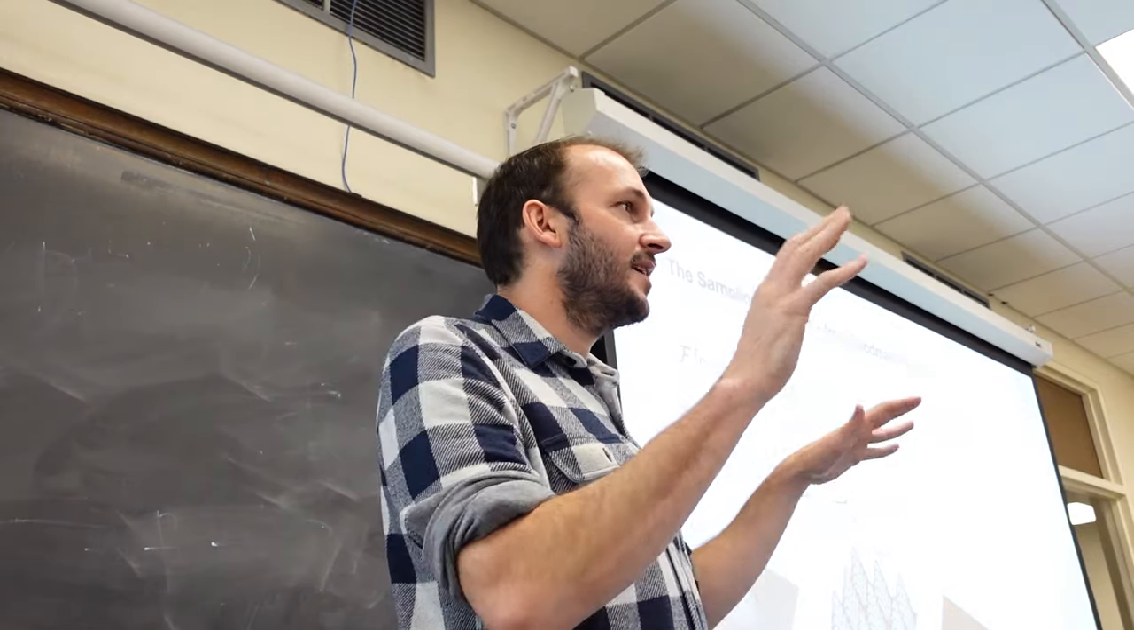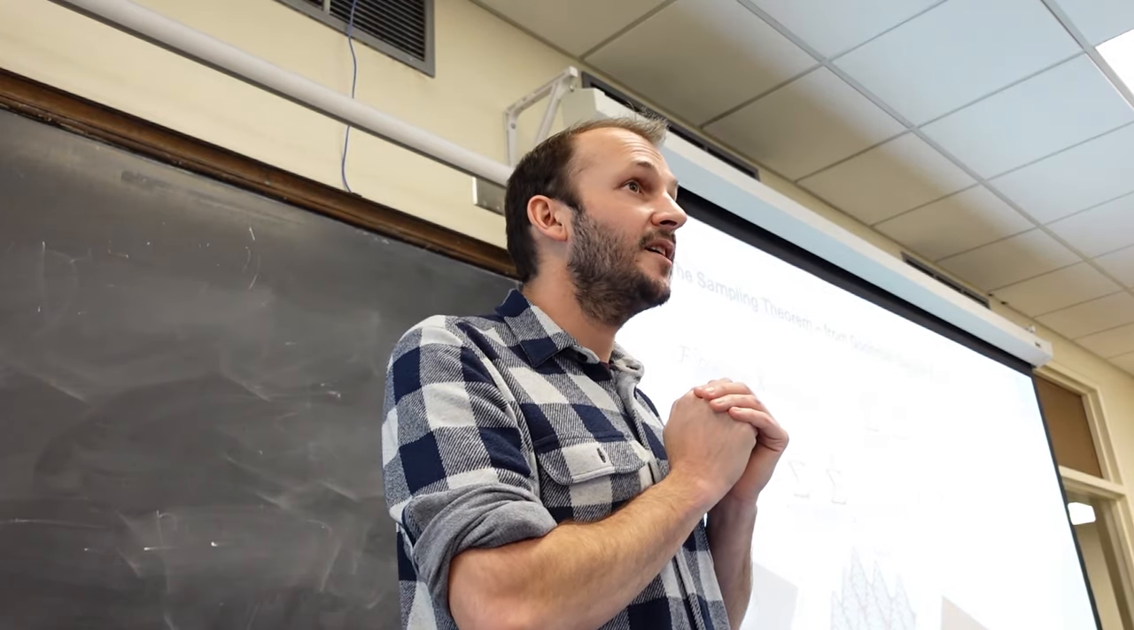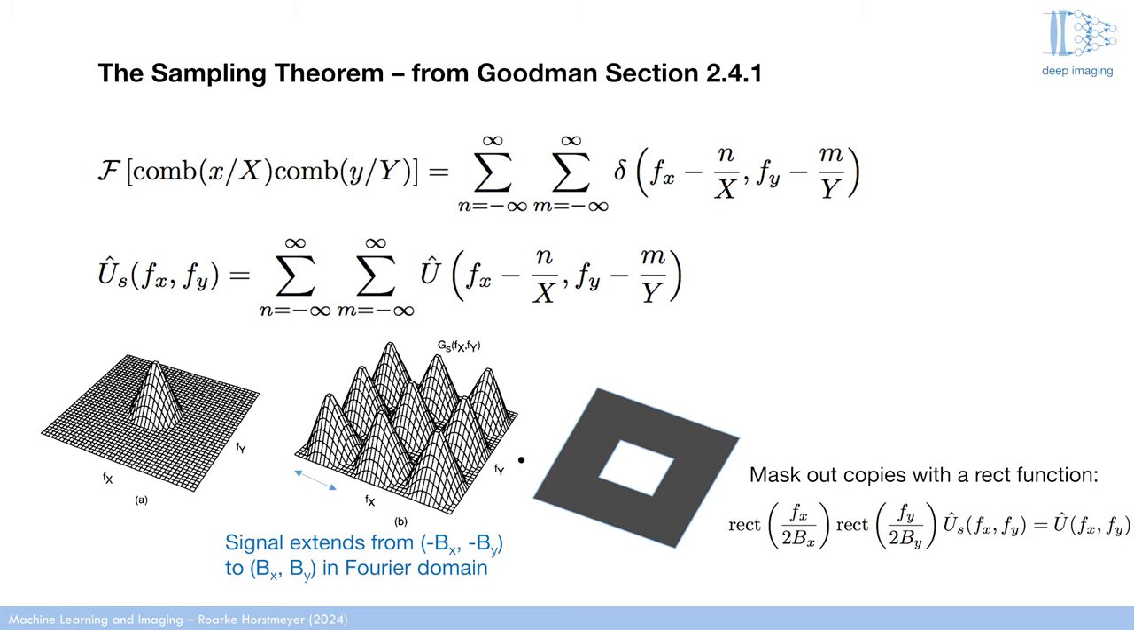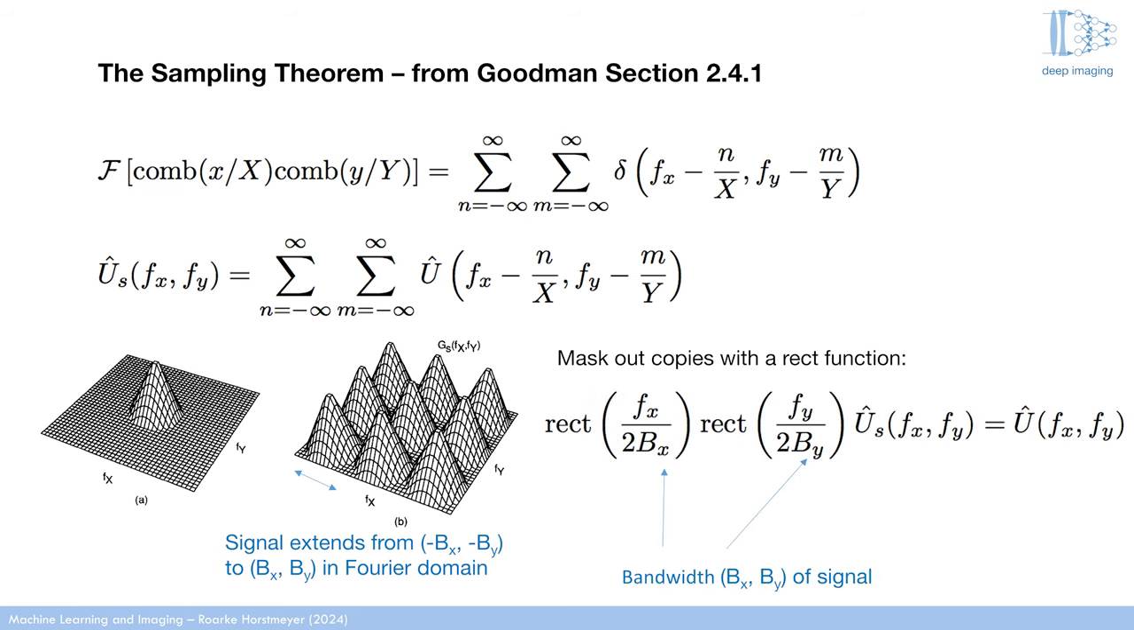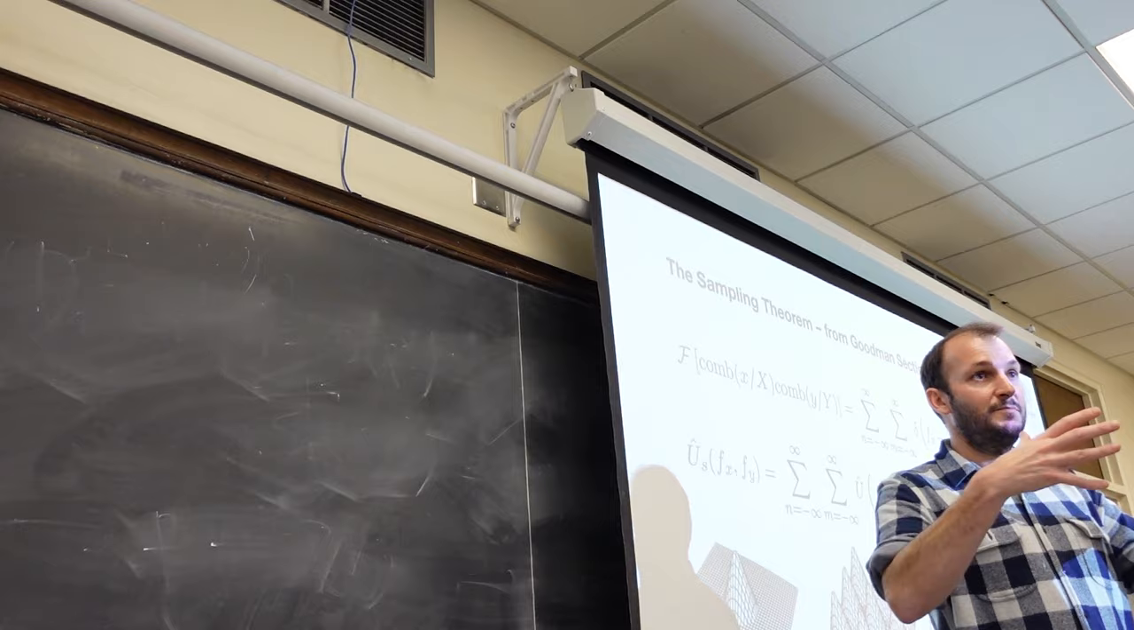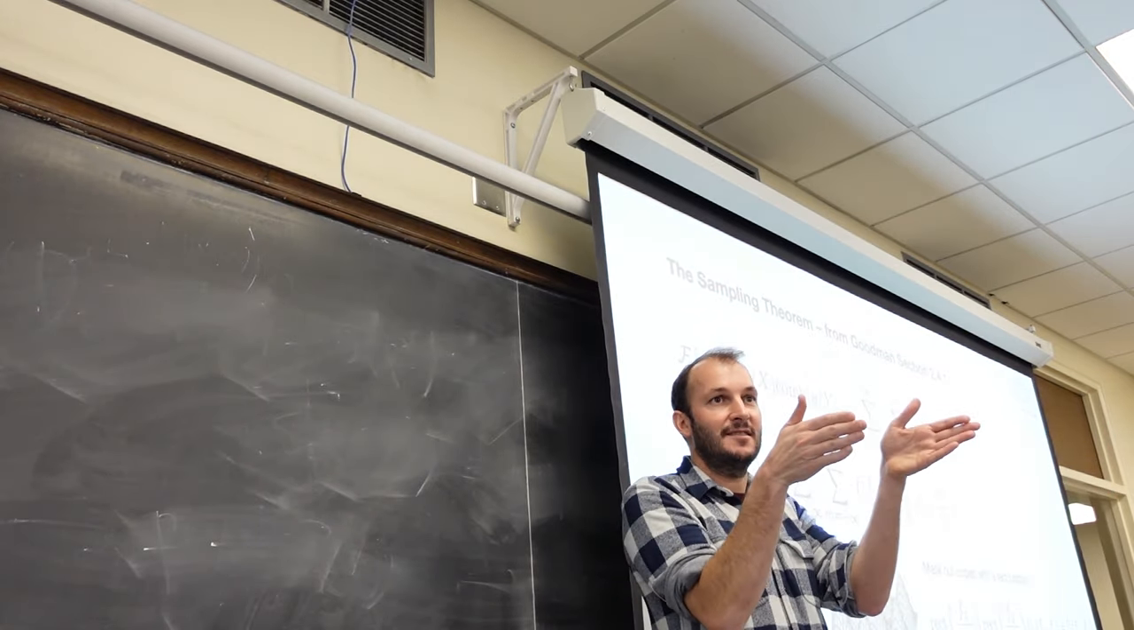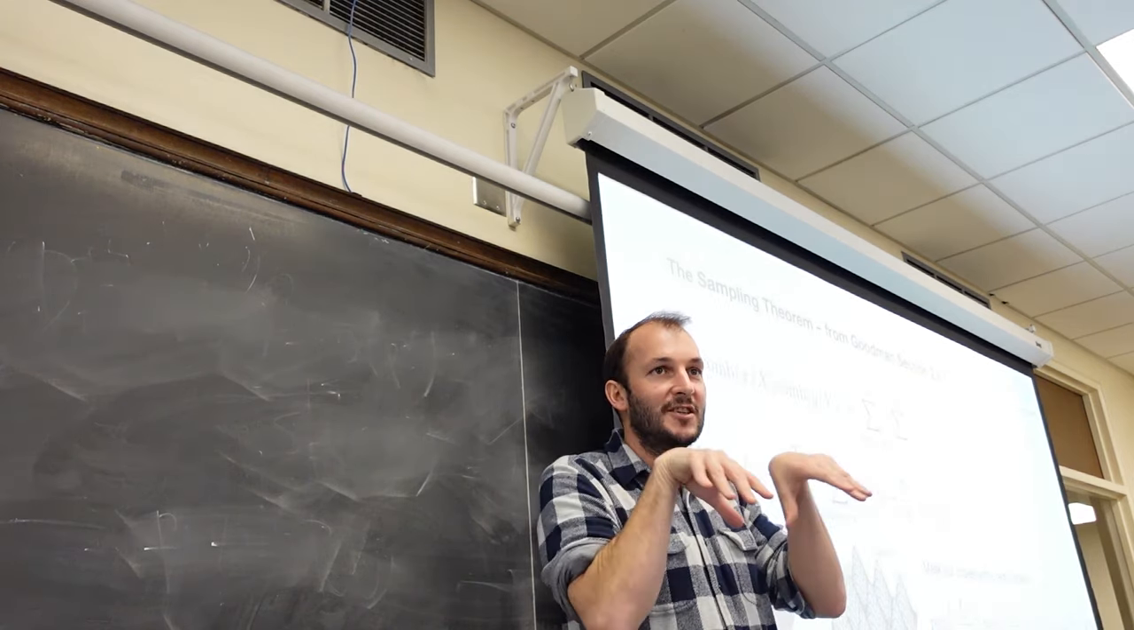Now make sure you mask out the spurious copies that you've created through that process. Well, what does that mean mathematically? It means you multiply it by this rect function. So you can define a rect function whose bandwidth, whose width, the size of the rectangle, is big enough to capture your signal, but small enough to mask out all the other copies.